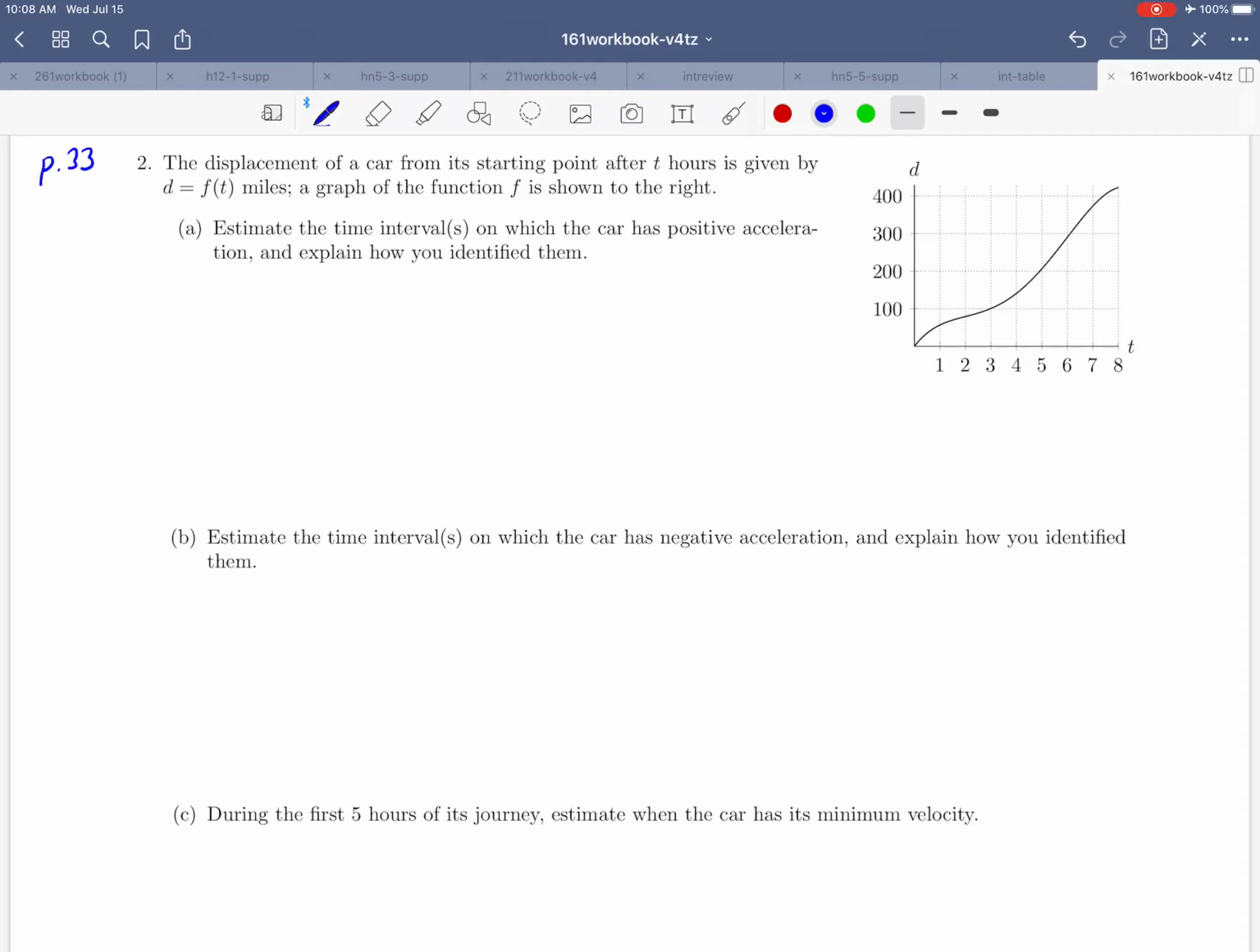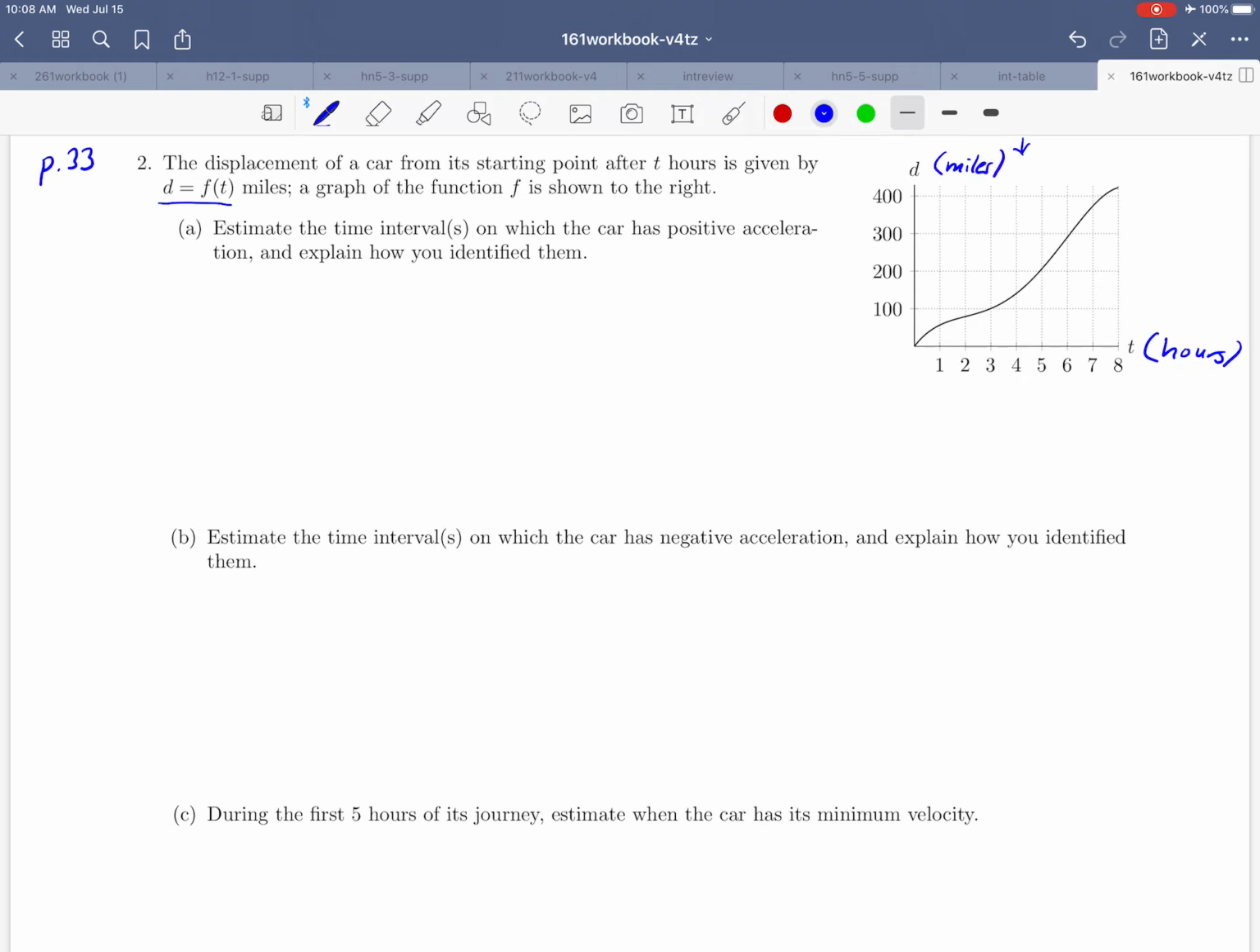So the displacement of a car from its starting point after t hours is given by d equals f of t miles, and we are given a graph of the function over here to the right. Let's maybe start by reminding ourselves what units we're talking about here. On the horizontal axis, we've got time, measured in hours. And up on the vertical axis, we've got distance, which is being measured in miles.